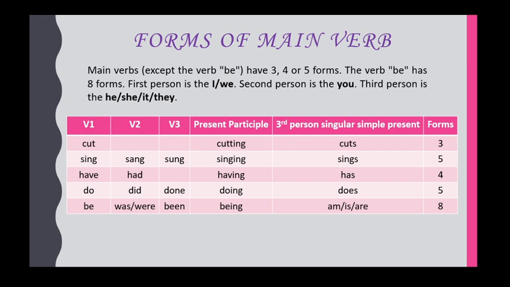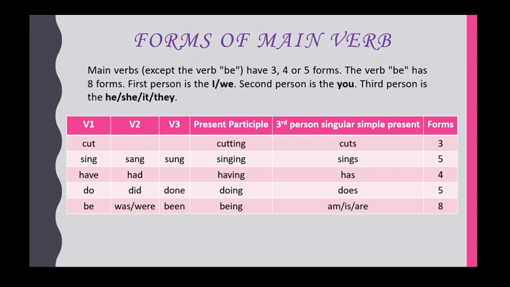Okay. Next comes have. Have is the first form of the verb. It will be changed in the second form of the verb as had, and it will remain the same for the third form of the verb. Now, it will be changed in the present participle as having, and in the singular simple present it will become has. In total it will be 4 forms of the main verb have.